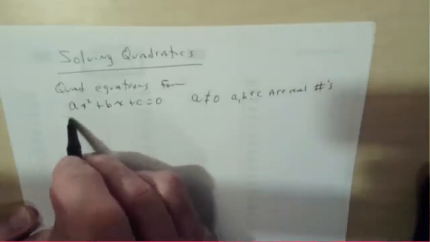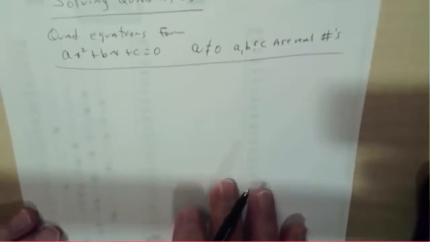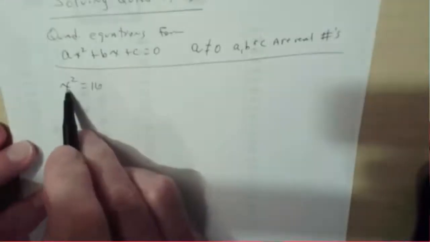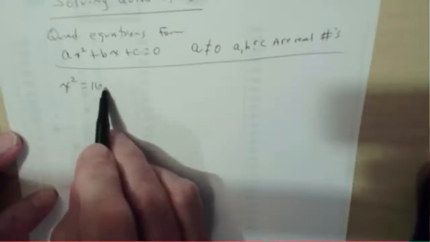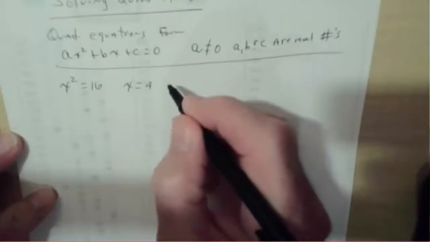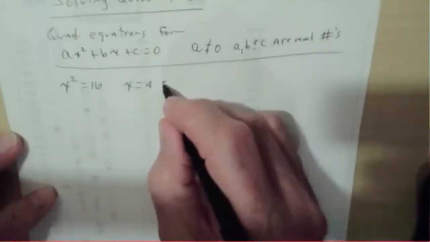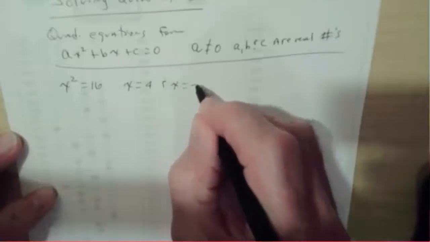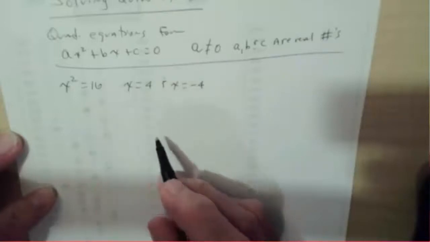Okay? So, let me back up just a second. If x squared equals 16, in other words, this number times itself is 16, what can x be? x could be 4, right? Because 4 times 4 is 16. And x can be negative 4, because negative 4 times negative 4 is also 16.